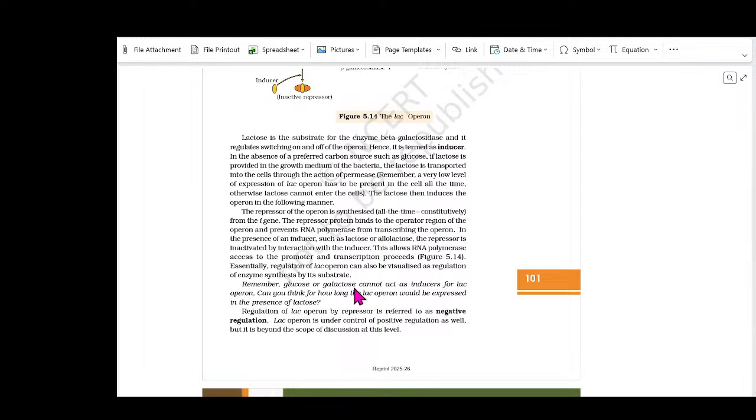Can you think of how long the lac operon would be expressed in the presence of lactose? Regulation of lac operon by repressor is termed as negative regulation. Lac operon is under control of positive regulation as well, but that is beyond the scope of discussion at this level.